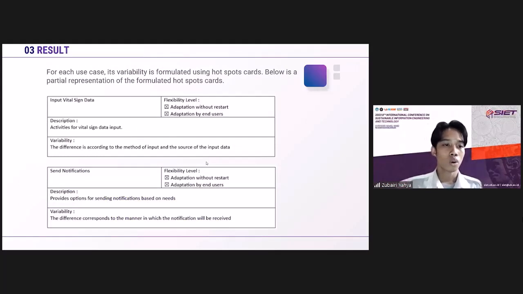On the following slide, we show partial representations of the formulated hotspot card: vital sign input and notification. This hotspot serves as focal points within our telehealth application, ensuring seamless vital sign monitoring and effective communication.